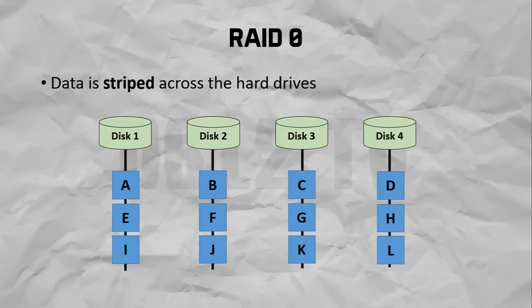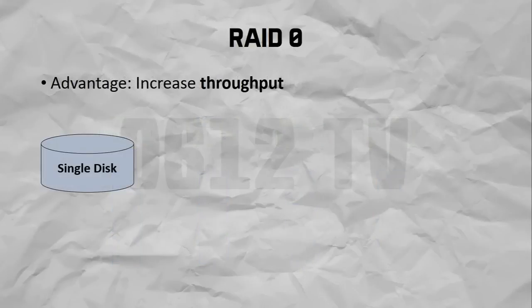Now, in addition to being able to use multiple drives as one large drive, RAID can also confer some other advantages. For example, you can have an increase in throughput. What this means is operations like reads and writes on the RAID volume are faster than working with a single hard drive. Now, take for example a read.